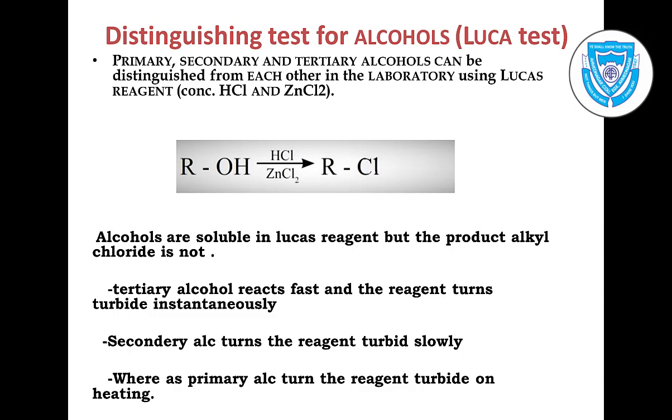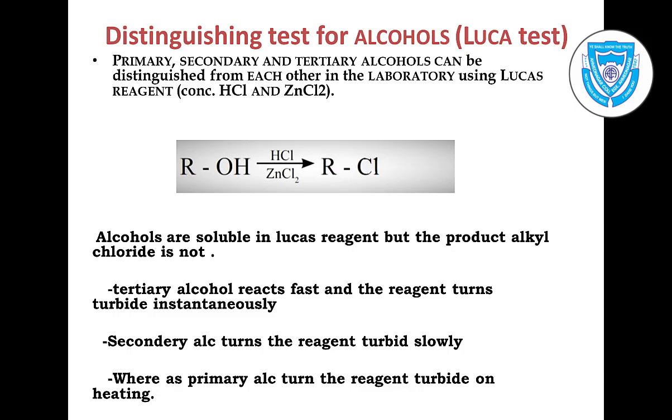What happens in this reaction is your alcohol is treated with a mixture of HCl and ZnCl2, known as Lucas reagent, and you'll get RCl, and H2O is given out. You'll get an alkyl halide as the product. The Lucas reagent is useful because you can know whether the given alcohol is primary, secondary or tertiary by the way it turns turbid.